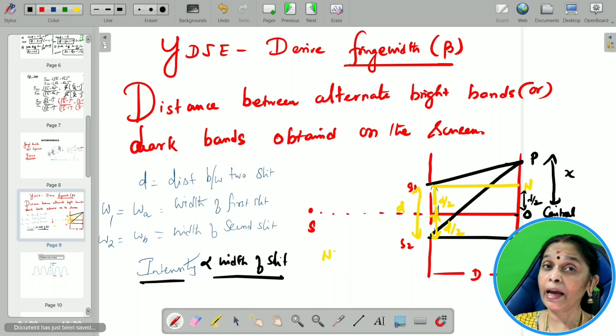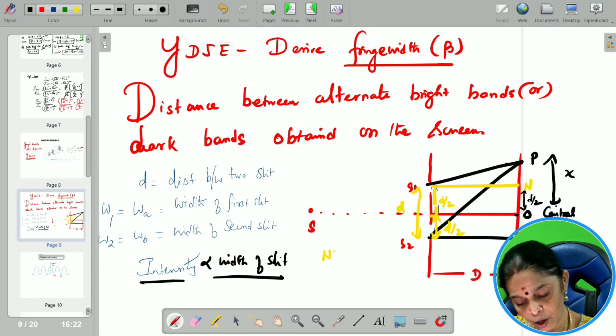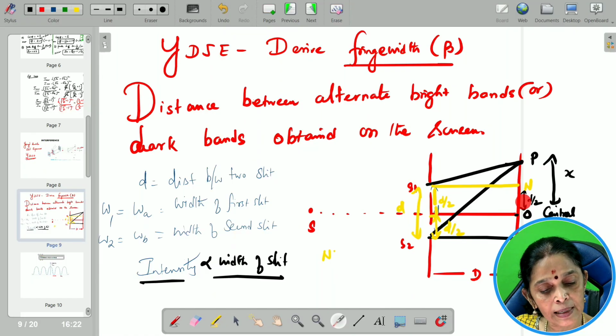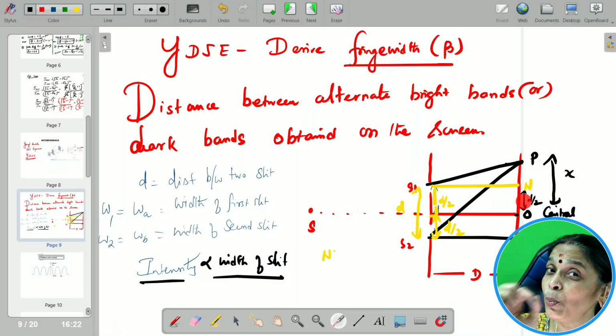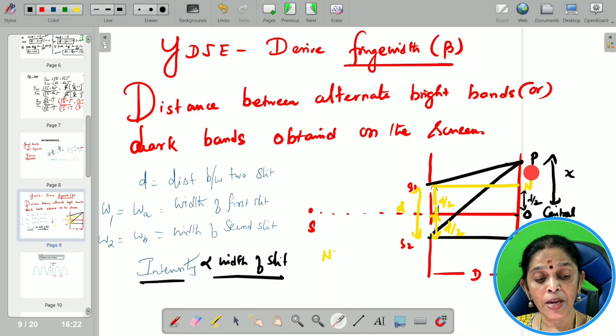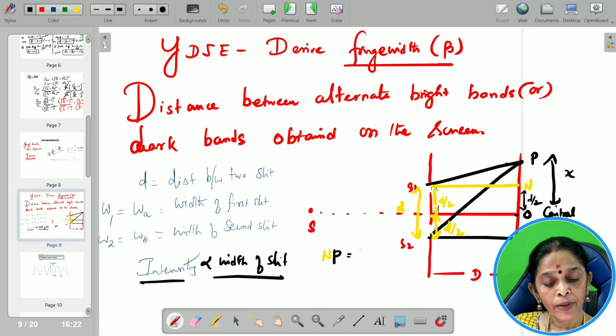O to P is x. O to N is d by 2. So, what is N to P? Can you analyze and find out? O to P is x. O to N is d by 2. What is N to P? N to P is x minus d by 2.